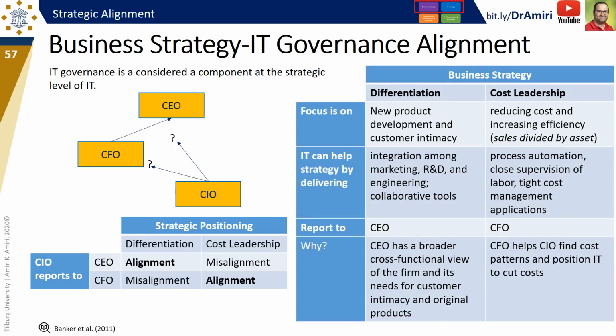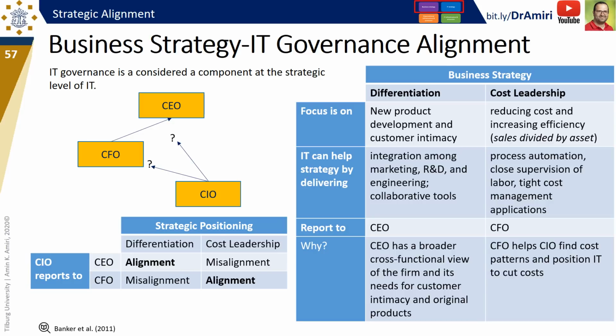Here is the reasoning they provided. A differentiation strategy focuses on providing new products and having a close relationship with customers. IT can help this strategy by delivering an integration of processes among marketing, R&D, and engineering. Usually these functions work in silos. So IT helps them to communicate way better and faster.